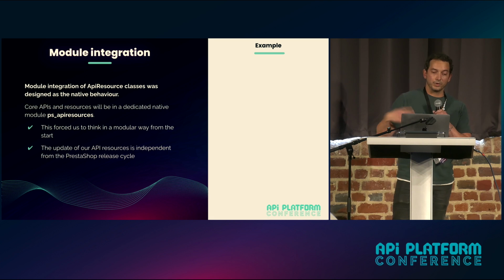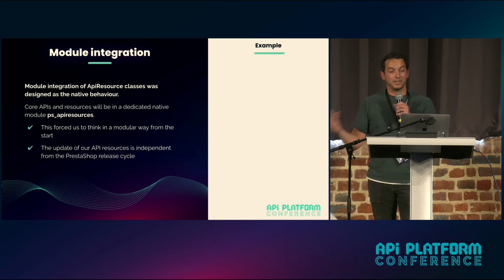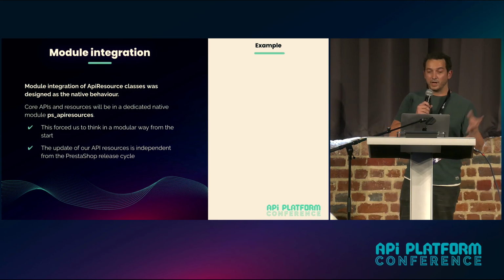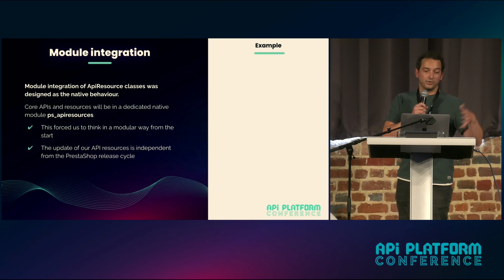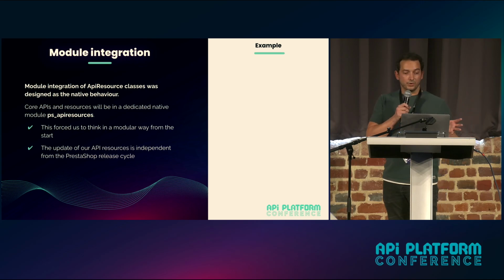We can also release this module independently from the core, which is a good thing for us, because we knew we wouldn't have time to implement all the endpoints when 9.0 was released. So in this way, we can release the module afterwards and enrich the endpoints independently from the core release.